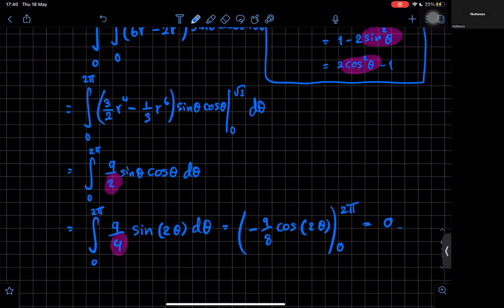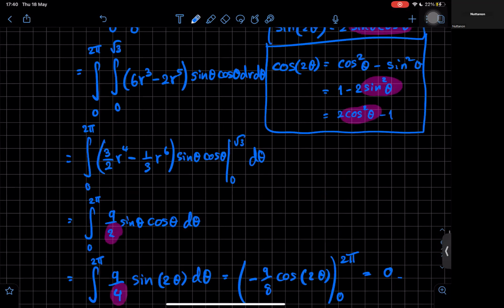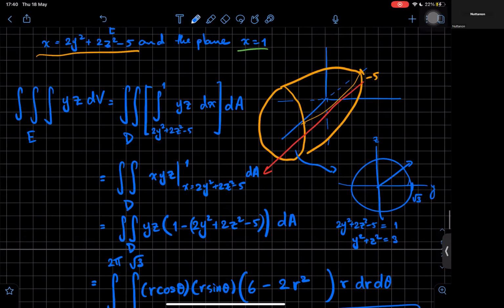Okay, this one is a bit difficult. As you can see, we do the integration one by one, right? So I do dx first, and then when I finish dx, it becomes the double integral. So you can use techniques in double integrals, right? We can change it to polar coordinates.